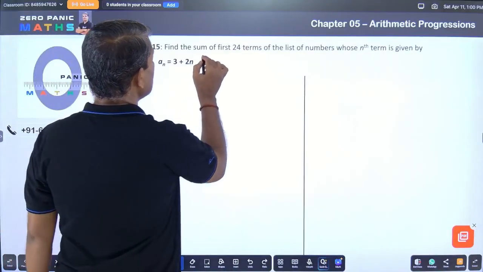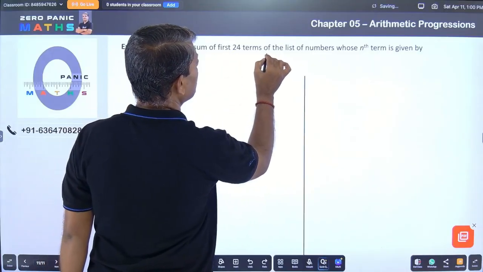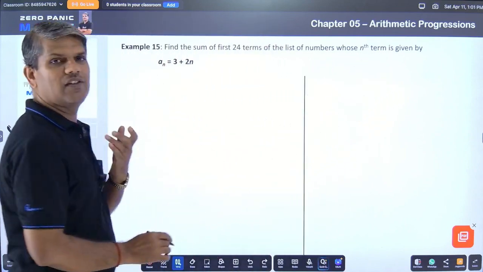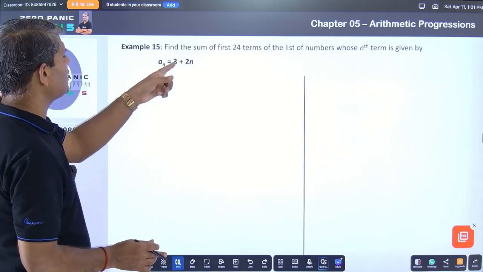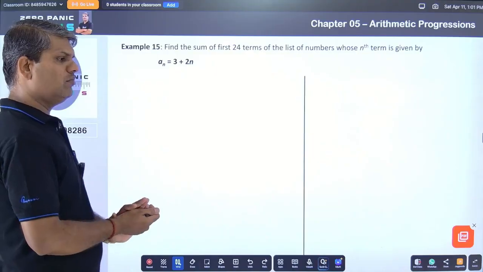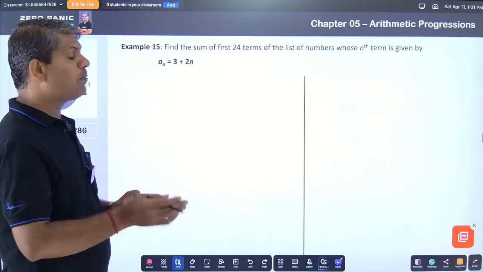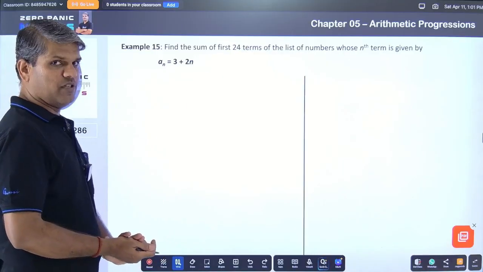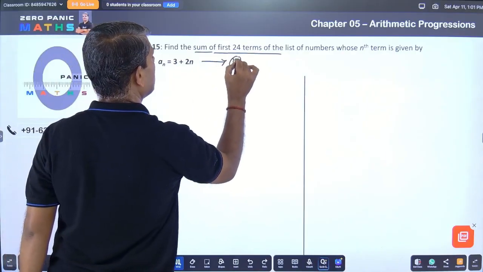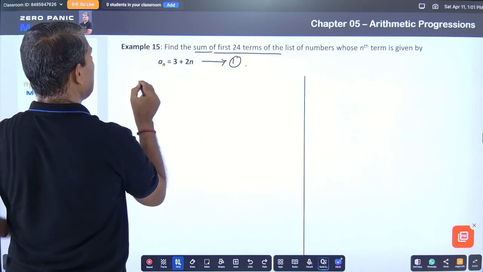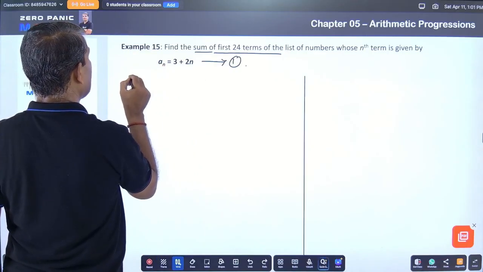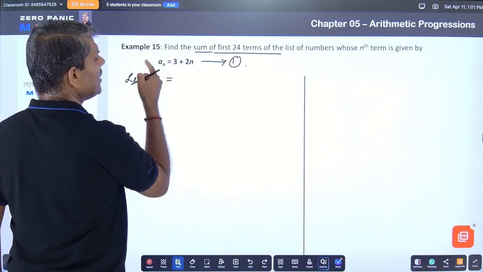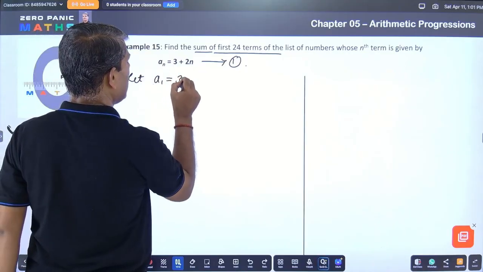Find the sum of the first 24 terms of the list of numbers whose nth term is given by this. They have given us the nth term. We have to first write out the arithmetic progression and then find the sum of 24 terms. Assume this as equation 1. Given this as an, let a1 be found by putting 1 in place of n.